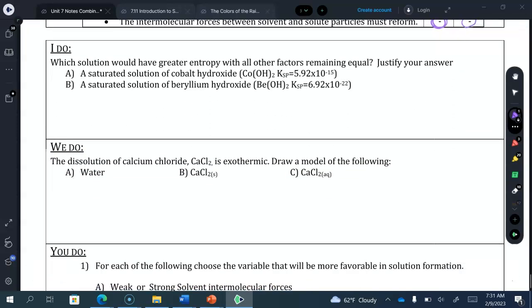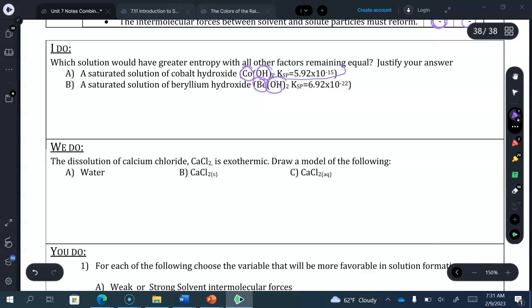Okay, so let's look at some example problems. Which solution would have greater entropy with all other factors remaining equal? Justify your answer. So looking at this, we see that the number of ions formed in both is the cation and then 2 hydroxide ions. So it's a total of 3 ions that are released in the dissolution process. So it's not going to be that one creates more disorder because it has more particles, because they have the same number of particles.